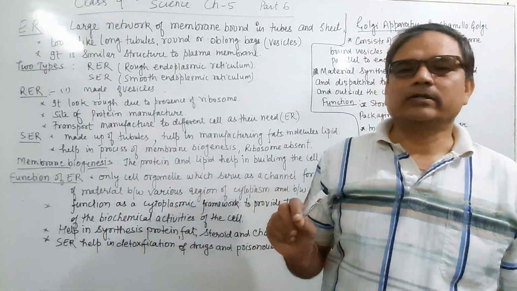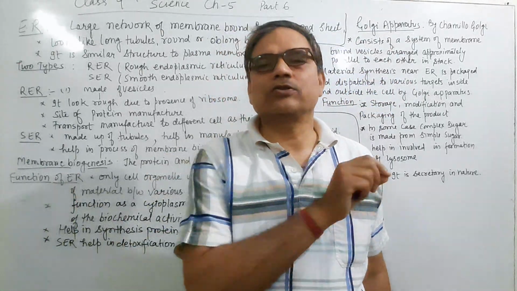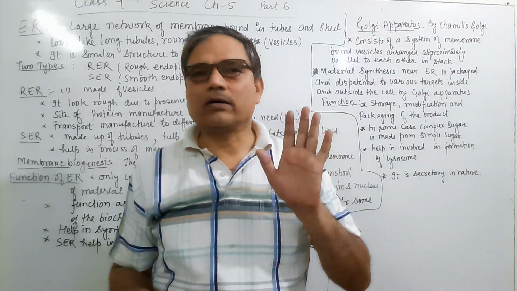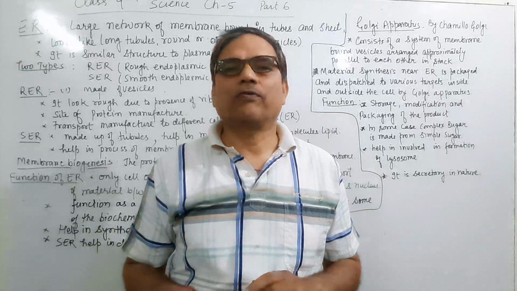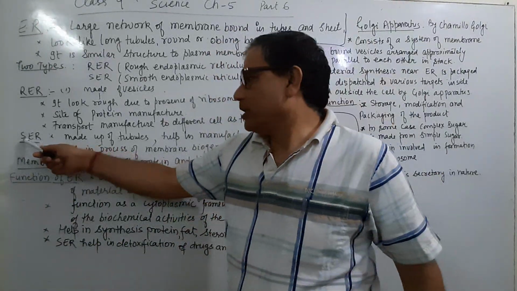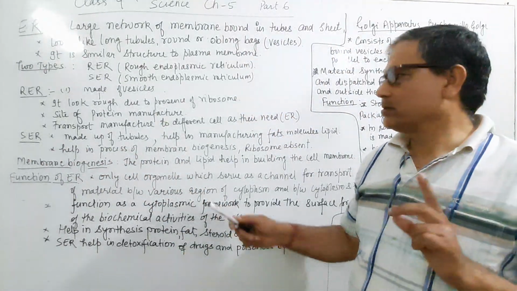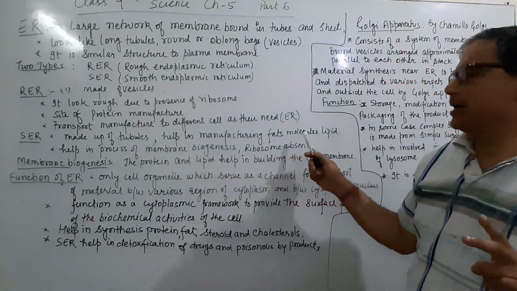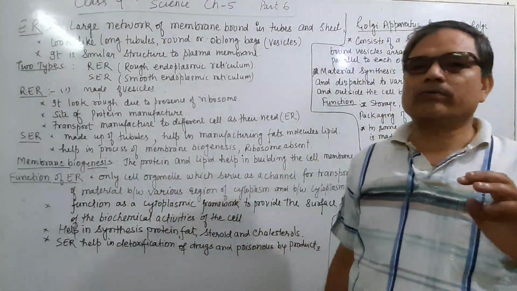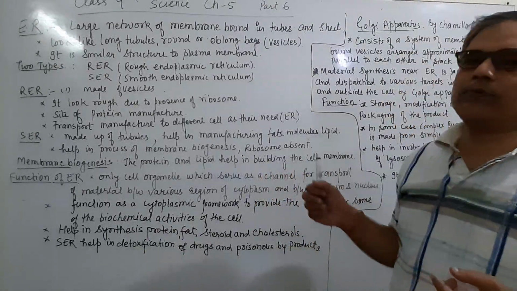On the SER, ribosomes are absent. Due to the absence of ribosomes in this endoplasmic reticulum, it looks smooth, therefore it is called smooth endoplasmic reticulum. Smooth endoplasmic reticulum is made up of tubules and helps in manufacturing fats, molecules and lipids. It is also used in the process of membrane biogenesis, and ribosome is absent.